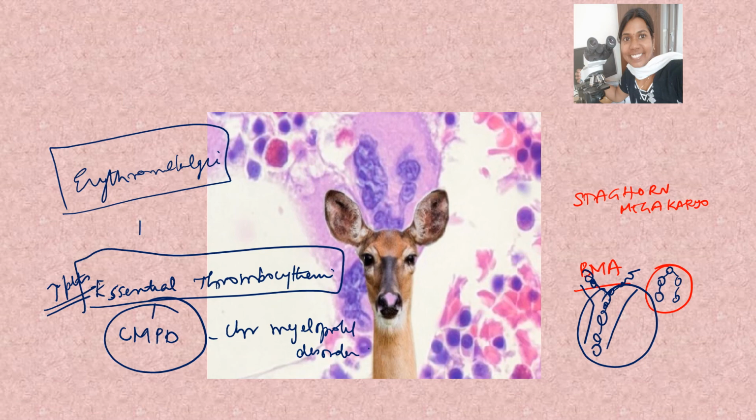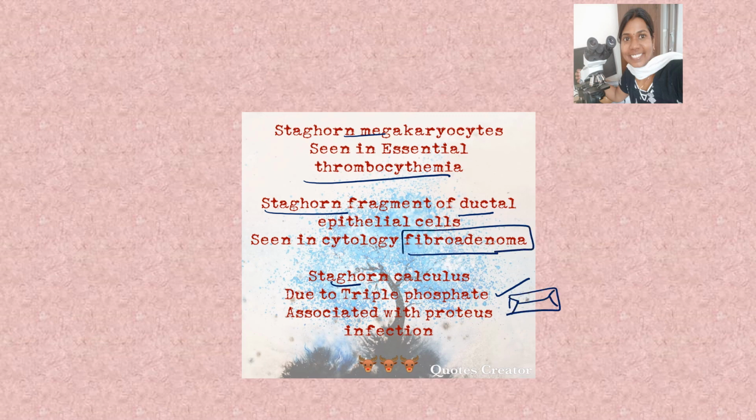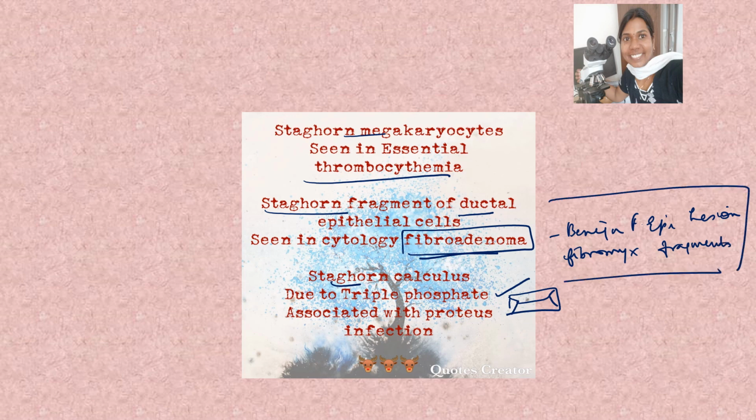So these are the different Staghorns which you can see in medicine. So Staghorn megakaryocyte is seen in essential thrombocythemia. Staghorn fragment of ductal epithelial cells can be seen in fibroadenoma, and Staghorn calculi is usually associated with Proteus infection, and it's a triple phosphate calculi which appears like a coffin lid shape. So we have seen about fibroadenoma, which is a benign fibroepithelial lesion, and you can have cohesive cluster of cells with myoepithelial cells, and you can have fibromyxoid fragments with bare nuclei. So these are the features which you have learned today.